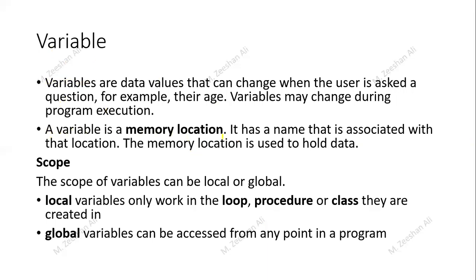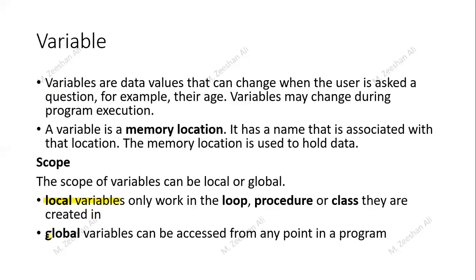Okay, a variable is simply a memory location, as we have already discussed, and it has a name associated with that location. The memory location is used to hold data. There are two different types of variables. One of them is called local variables. Local variables are used only in one specific loop, procedure, or class, not in the whole program. So they are considered local variables.